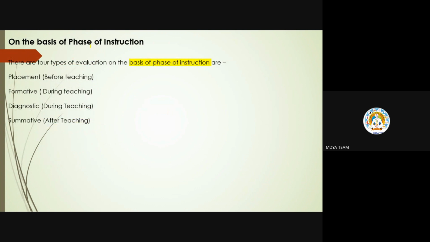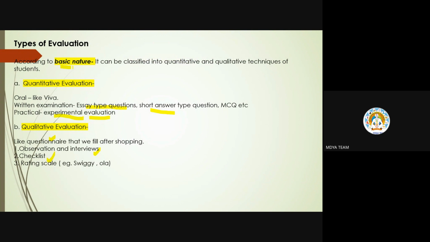On the basis of phase of instruction, see, according to basic nature, it is of two types: quantitative and qualitative. On the basis of phase of instruction, okay, there are four types of evaluation. First is placement. This type of evaluation is done before teaching. Okay, formative, it is done during teaching. Diagnostic, during teaching. Summative, after teaching. Okay, placement is before teaching, formative is during teaching, diagnostic during teaching, and summative means after teaching.